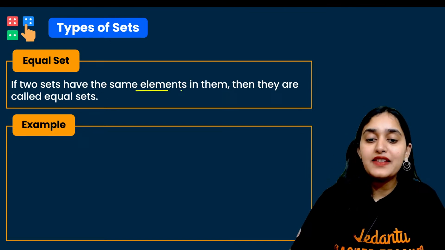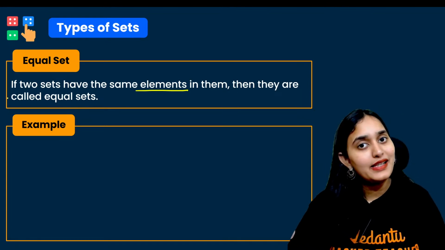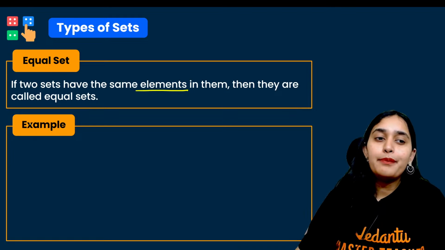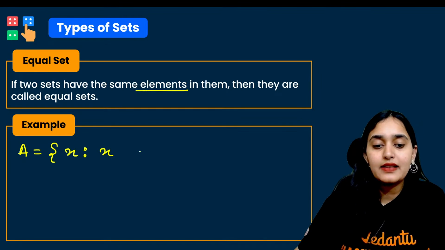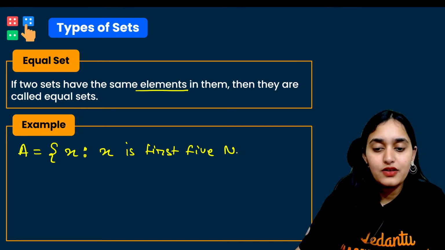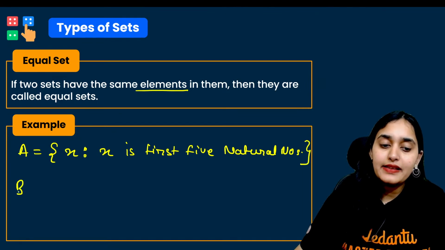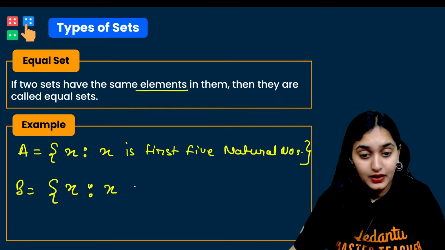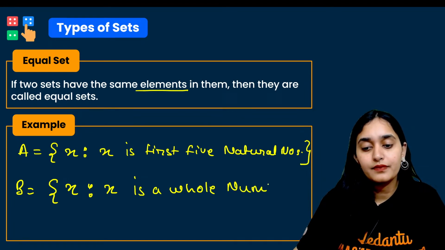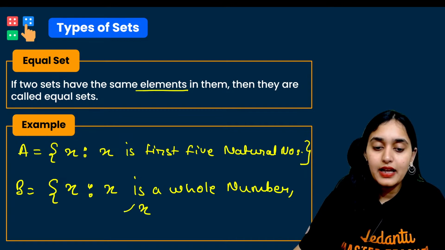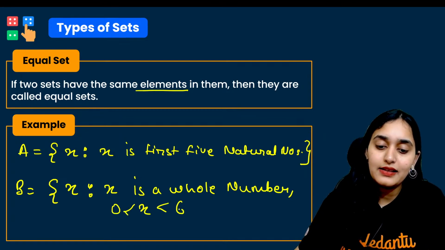If two sets have the same elements, then they are called equal sets. For example, let's say set A has x, where x is the first 5 natural numbers. And set B has x such that x is a whole number greater than 0, less than 6.